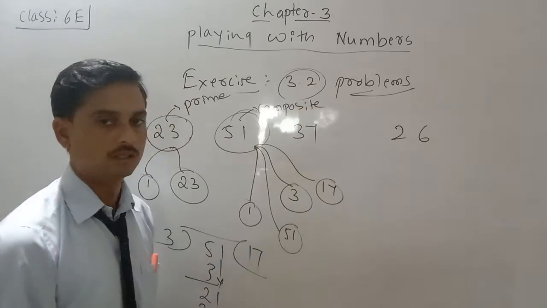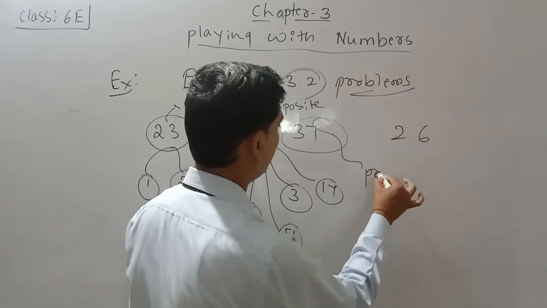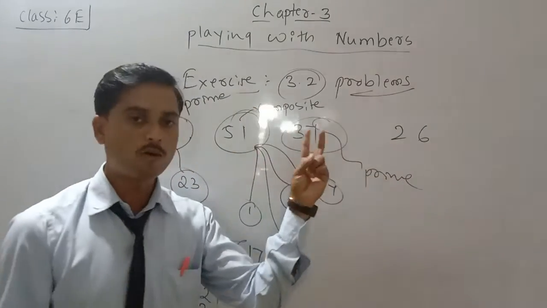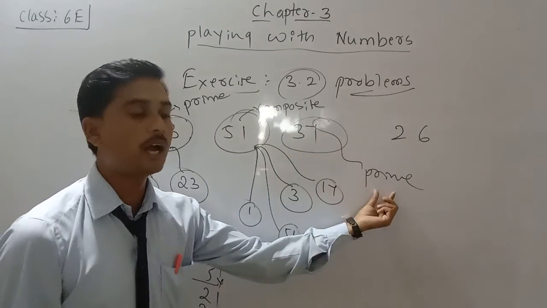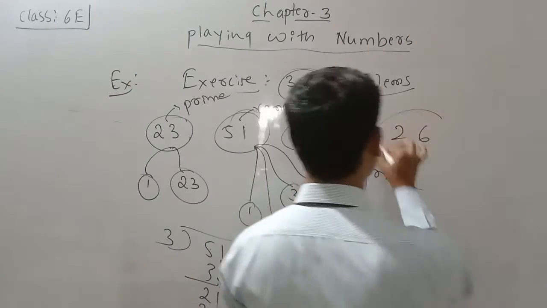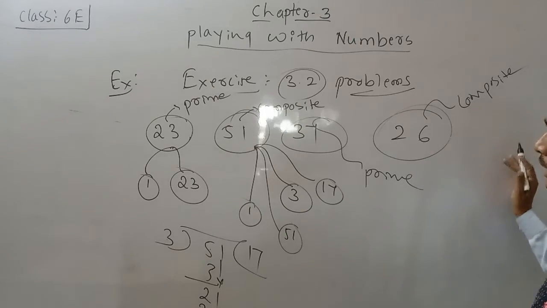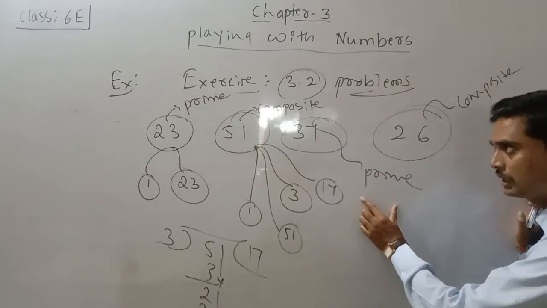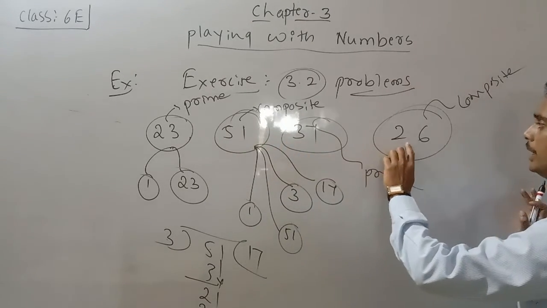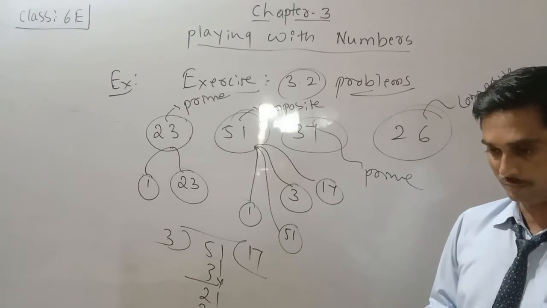51 is a composite number. And 37, sir, is a prime number because 37 has only 2 factors. That's why 37 is a prime number. And 26 is also a composite number. Okay, here in this column, 23 and 37 are prime numbers and 51 and 26 are composite numbers. It is very important. Okay.